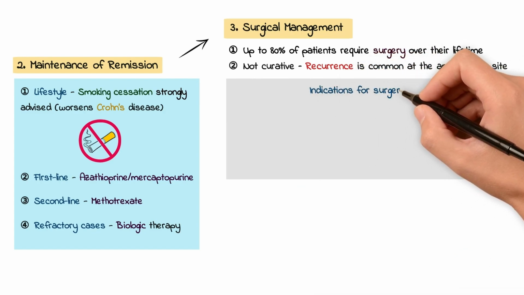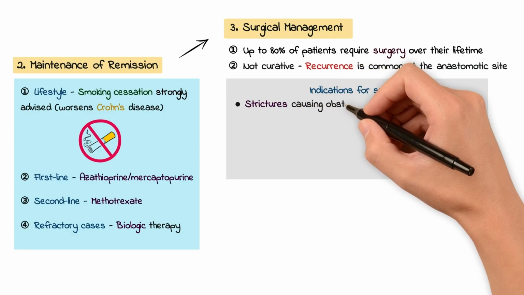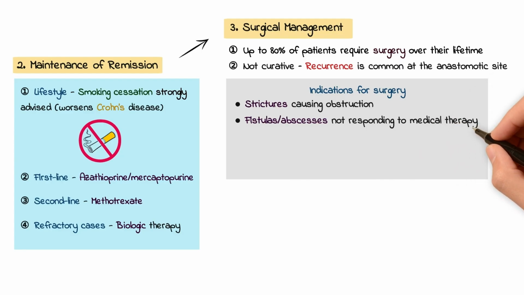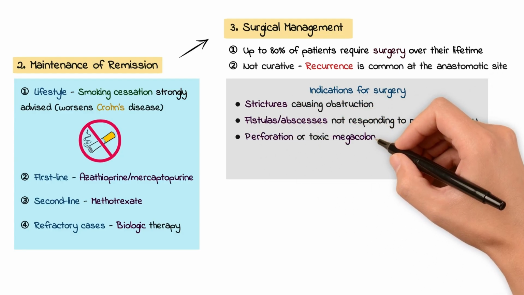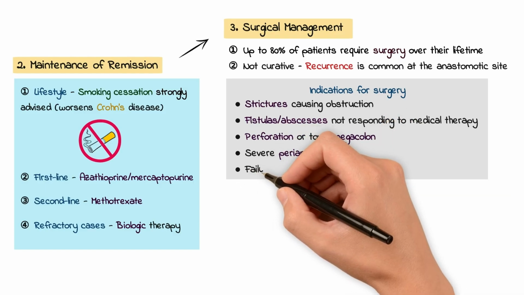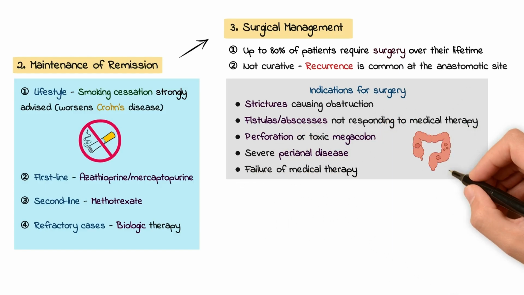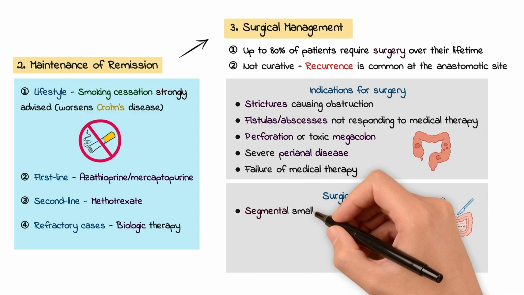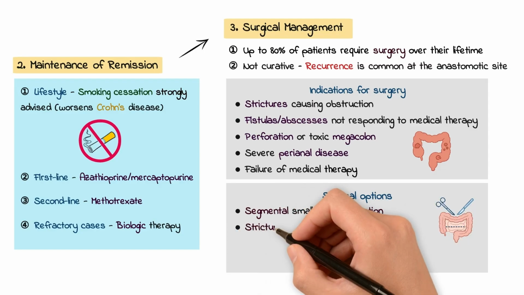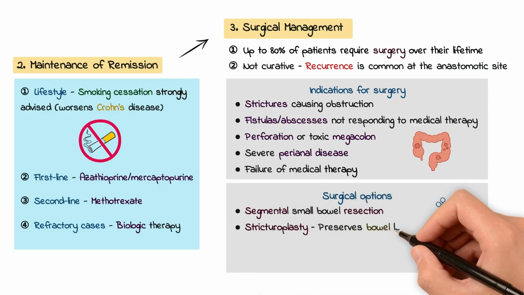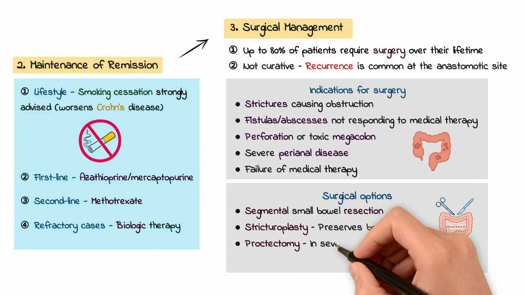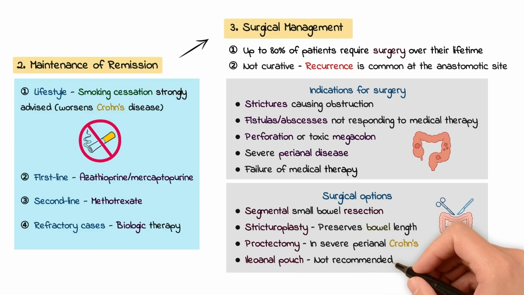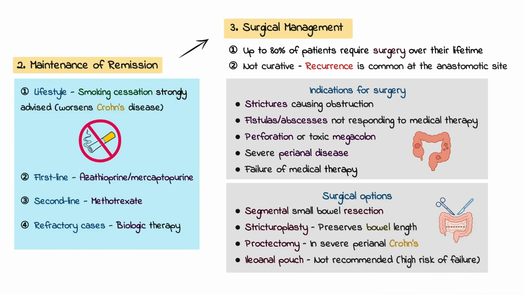Indications for surgery include strictures causing obstruction, fistulas or abscesses not responding to medical therapy, perforation or toxic megacolon, severe perianal disease, and failure of medical therapy. Surgical options include segmental small bowel resection, strictureplasty, which preserves bowel length, proctectomy in severe perianal Crohn's, and ileoanal pouch, not recommended because of a high risk of failure.